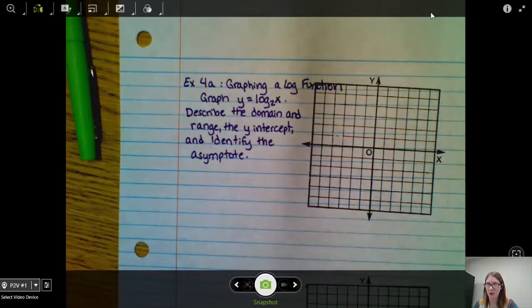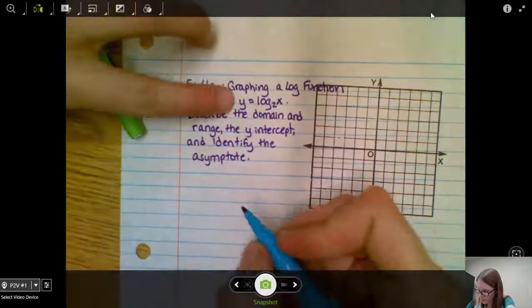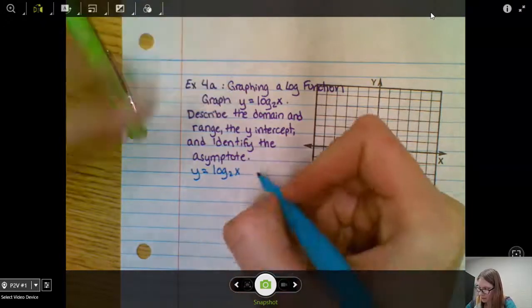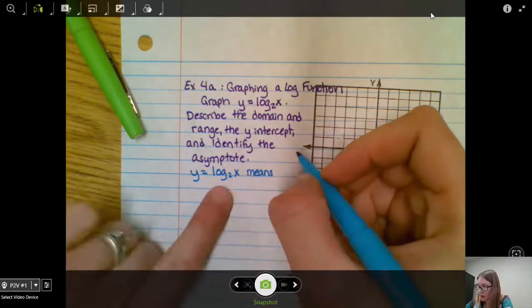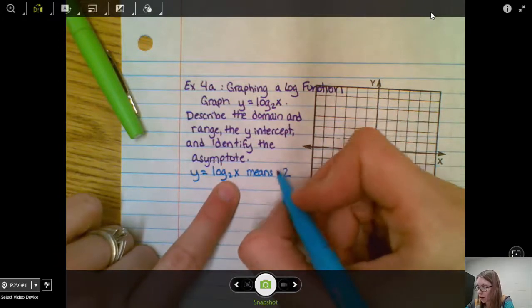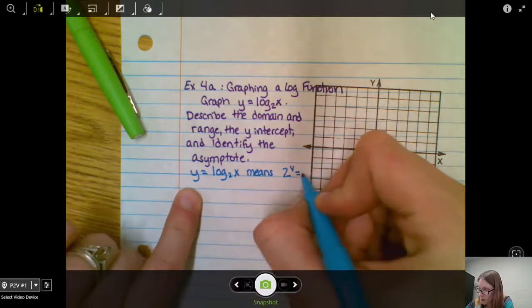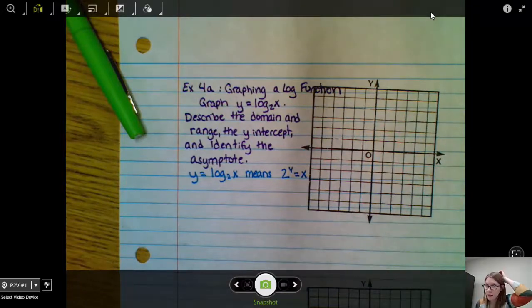Before we start figuring out how to graph this logarithm, think about what the log means. I'm going to rewrite down here, y equals the log base 2 of x. It really means 2, that's the base of our log, so we start with the base of our log, the base of our exponent, 2 to the y power equals x. Okay, so now this looks really, really similar to the exponential functions that we've graphed already.